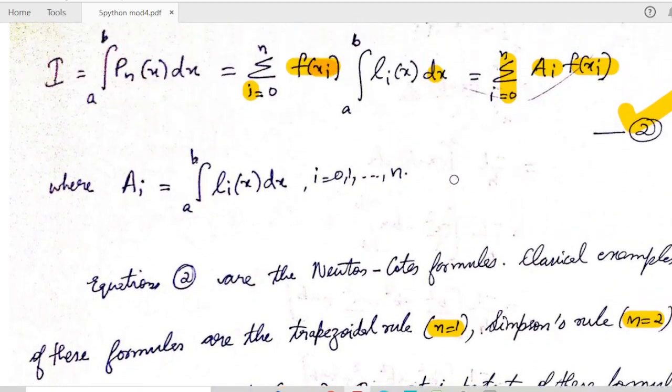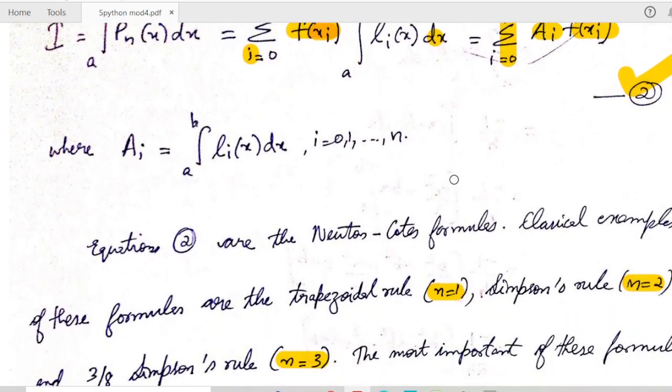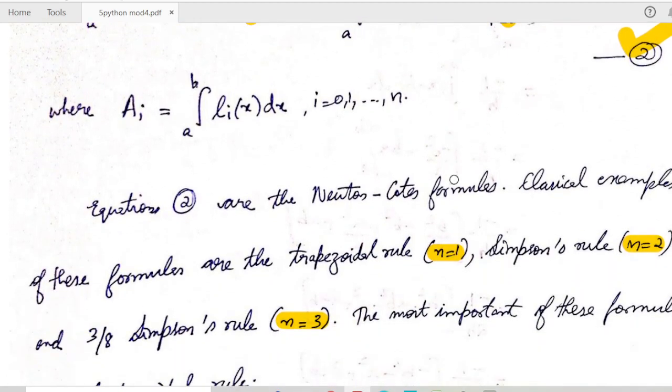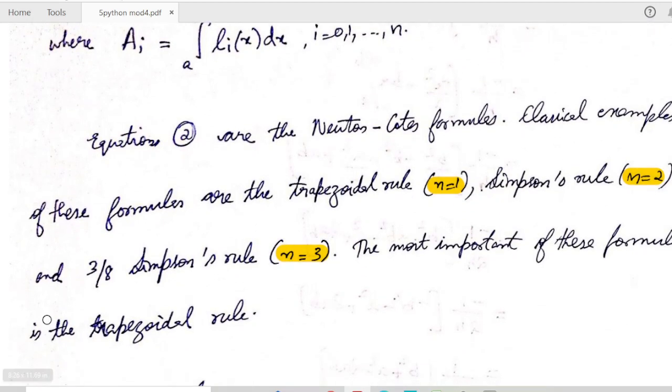In equation number 2, when we put n equal to 1, we'll be getting the trapezoidal rule. When you put n equal to 2, we'll be getting Simpson's rule. Putting n equal to 3, we'll be getting the 3/8 Simpson's rule. So the most important of these formulas is the trapezoidal rule.